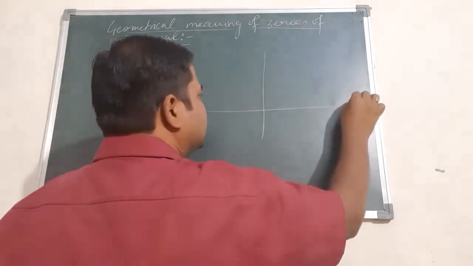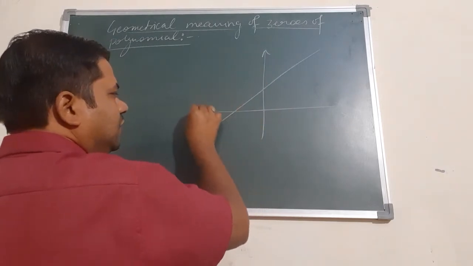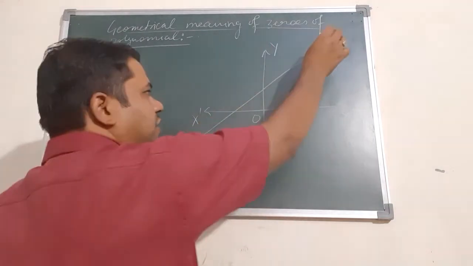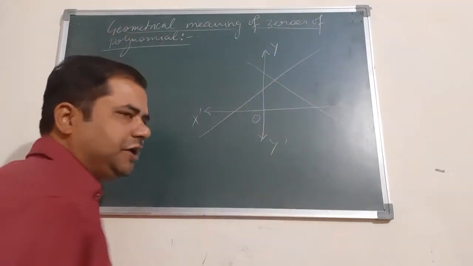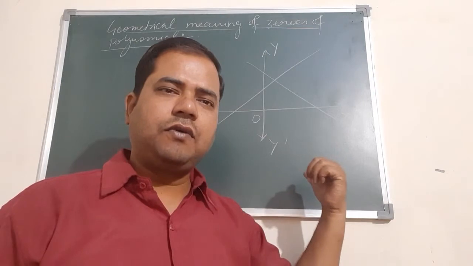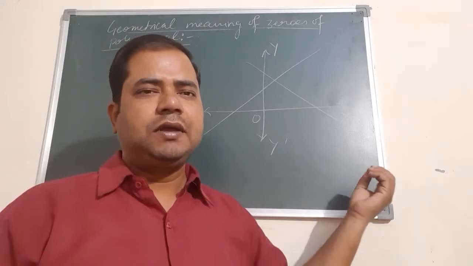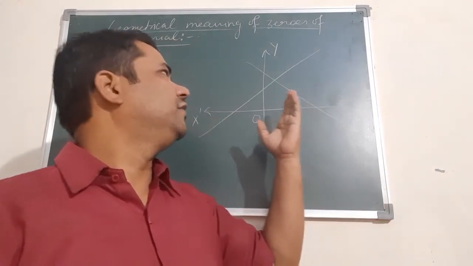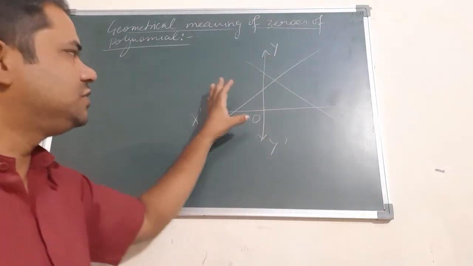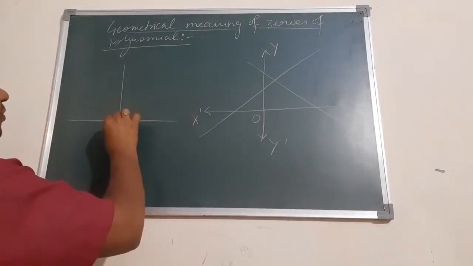You know very well, this is the graph of a linear polynomial, with x, x dash, y, y dash axes. Maybe this is the linear polynomial, that means the graph of a line. That means the graph of an expression in one variable, that is ax plus b, cx plus d, 2x plus y, 2x plus 3y, 3x plus 2, like this. So this is the graph of a linear polynomial, and this is the graph of a quadratic polynomial.